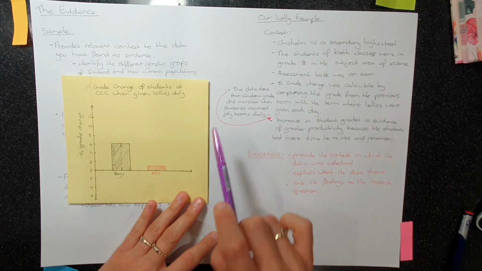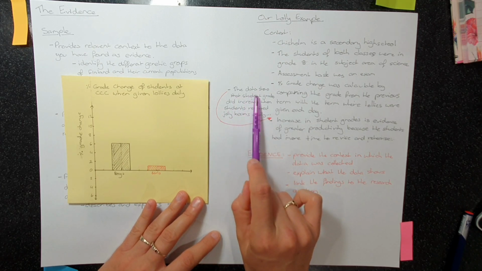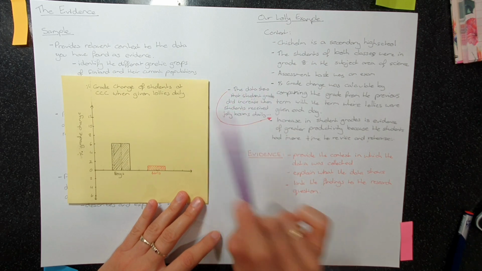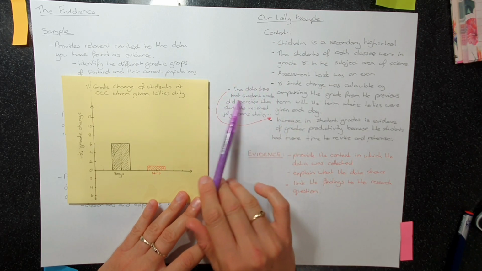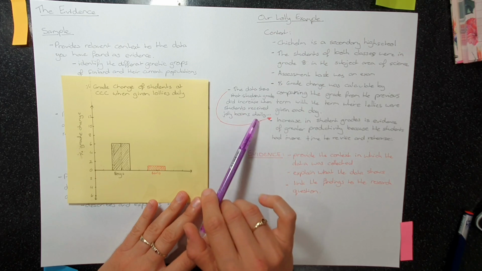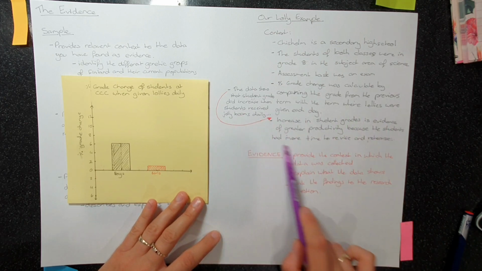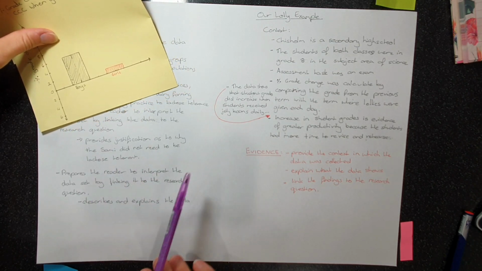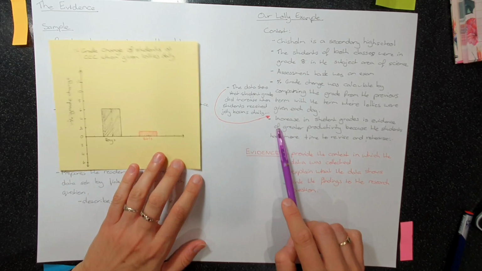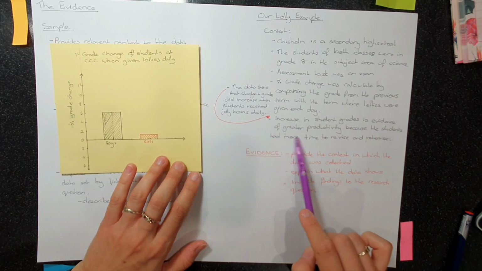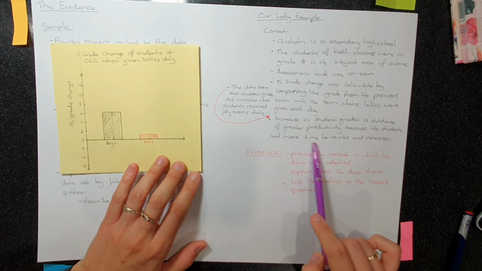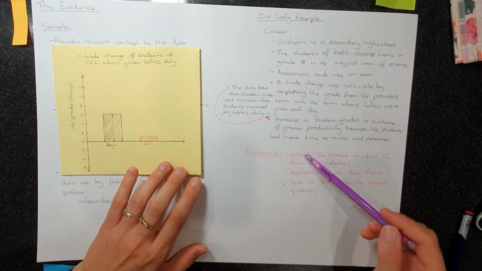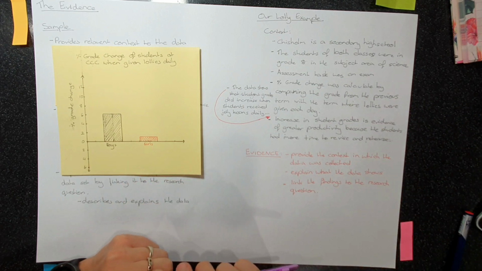I forgot to put this dot point in, so we'll come over here. The data shows that student grades did increase. So this is where we're going to talk about exactly what the data actually shows: that student grades did increase when students received jelly beans daily. And then we're going to make that link between the data and the research question. So the increase in student grades is evidence of greater productivity because the students had more time to revise and rehearse. So that link is what ties it all back to the research question.